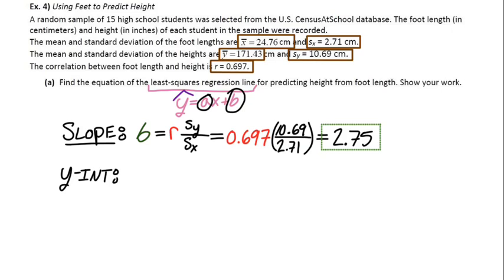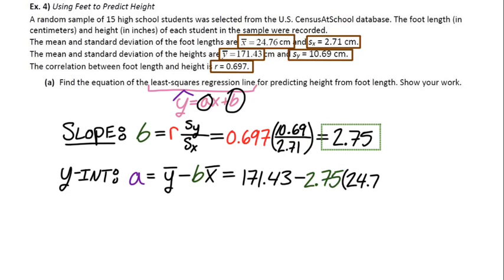So the y-intercept, a, is the mean of the y's minus the slope times the mean of the x's. So we have all three of those variables now. Mean of the y's minus the slope times the mean of the x's. And you do have to outline this again. So to receive full credit, you got to show your work there. And that equals 103.34.